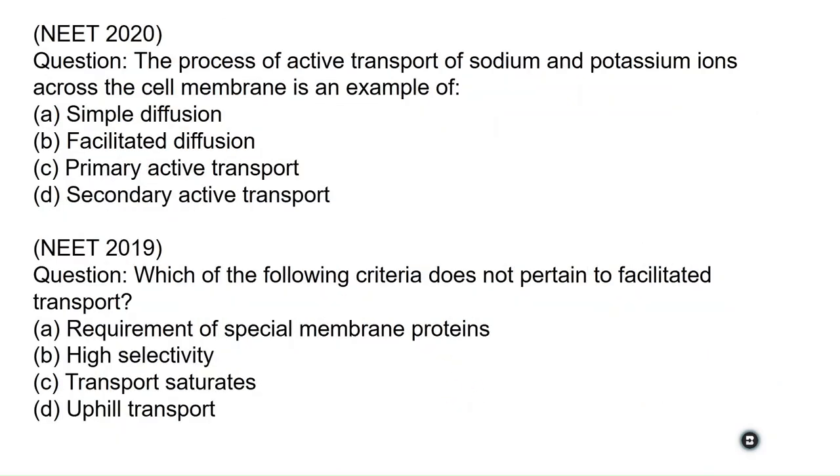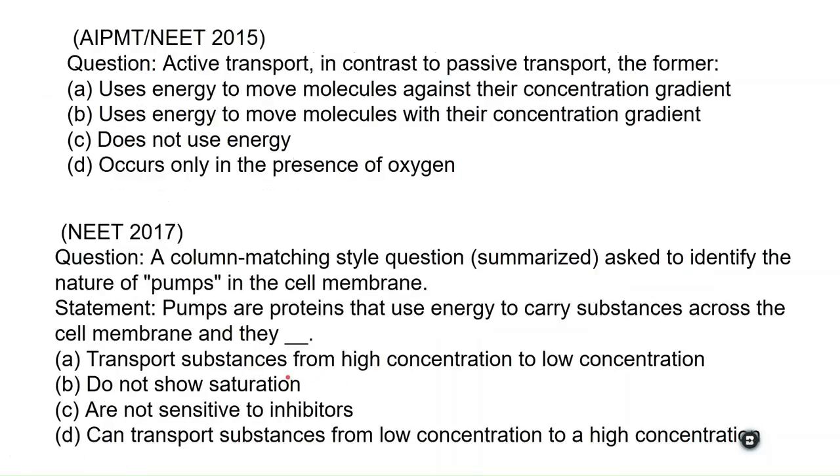Next, when you move on to the process of active transport of sodium and potassium ions, right? Sodium and potassium ions, immediately it is primary active transport. Which of the following criteria does not pertain to facilitated diffusion, right? So in facilitated diffusion you don't have uphill transport. Uphill transport occurs only in active transport. So which does not pertain to facilitated diffusion is uphill transport.